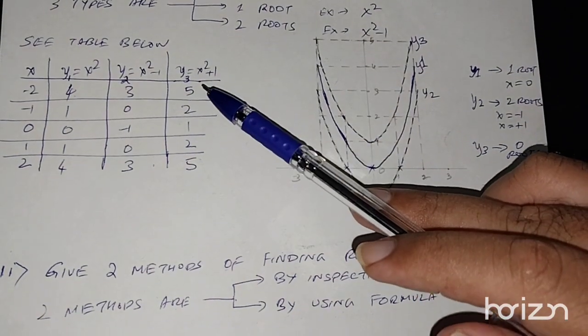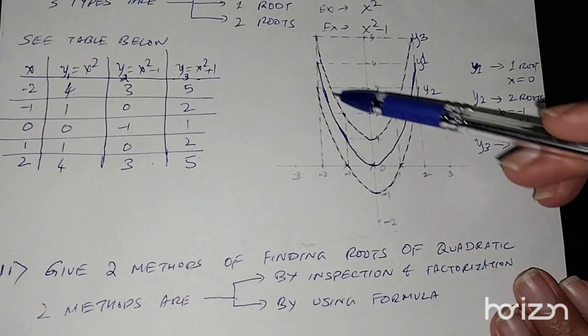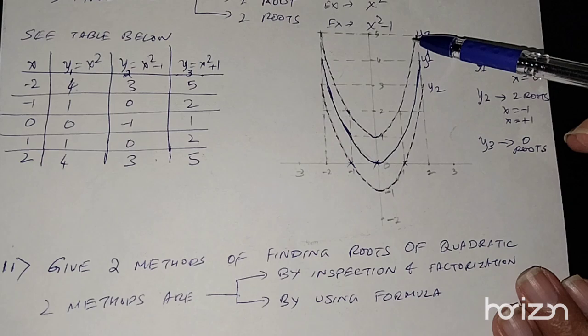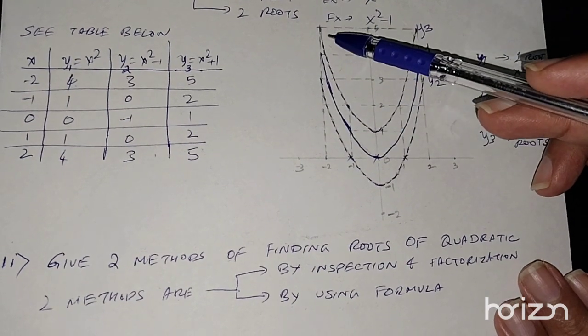If you take y3 is equal to x squared plus 1, the top parabola, this one, it never touches the x-axis.